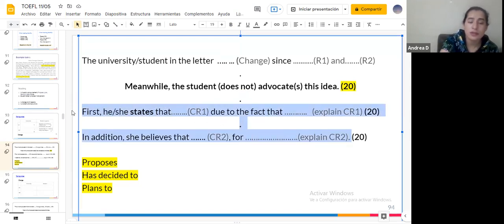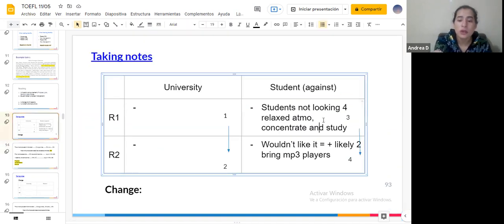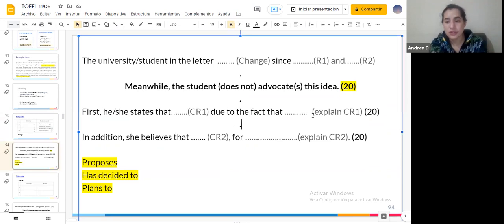You tell me about the student. So you can say something like, first, the student, or he or she, states that, and then you tell me the first reason, right? Students are not looking for a relaxed atmosphere. Instead, they want to concentrate and study. Now here you can use two sentences maximum. So you can say, he states that they're not looking for a relaxed atmosphere due to the fact that they want to concentrate and study for their exams.